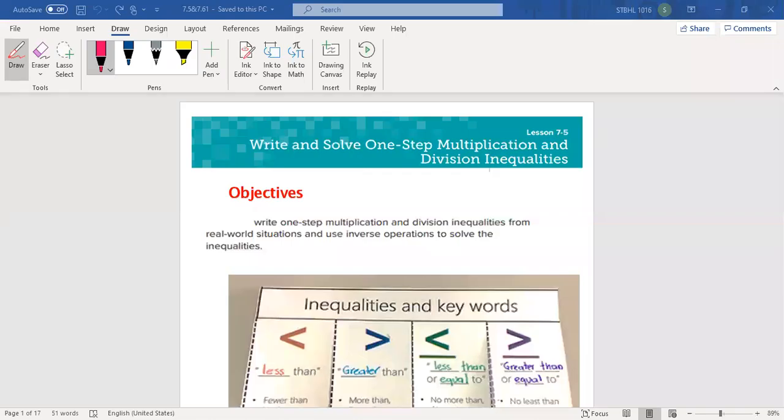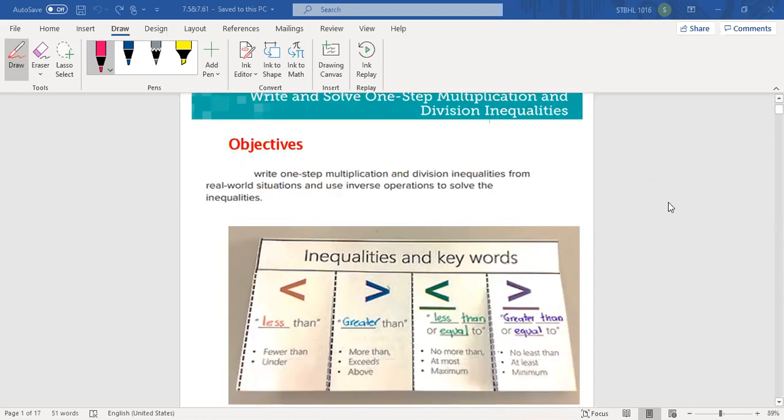Today, we're gonna start the fifth lesson in Module 7, which is write and solve one-step multiplication and division inequalities. So, in this lesson, you have to be able to write one-step multiplication and division inequalities from real-world situations and use inverse operations to solve the inequalities. First of all, grade 7, let us remember these inequality signs.